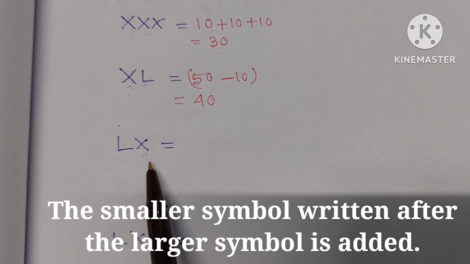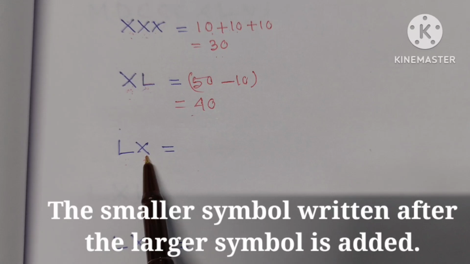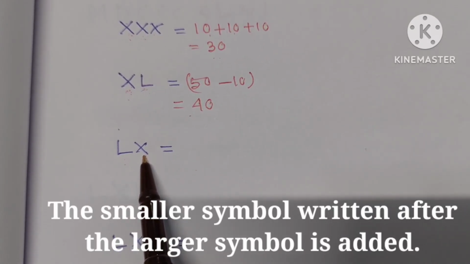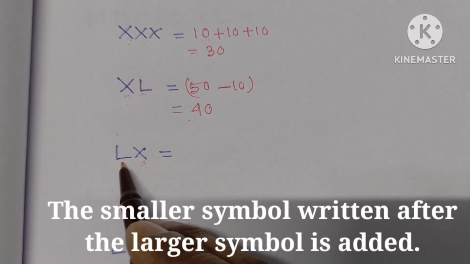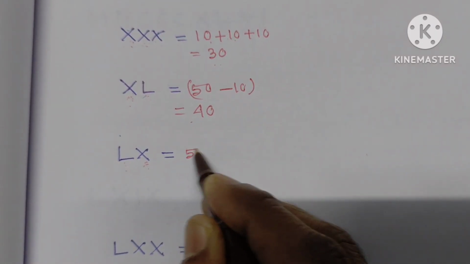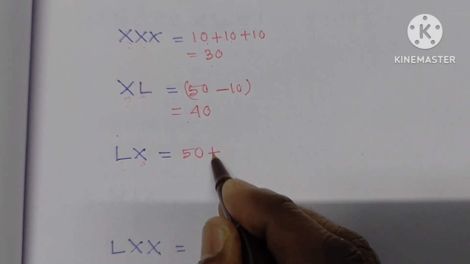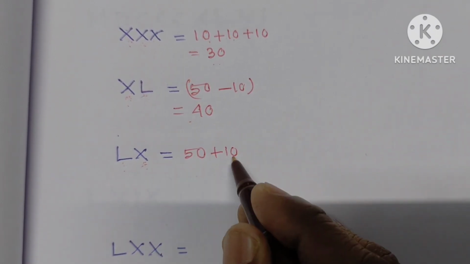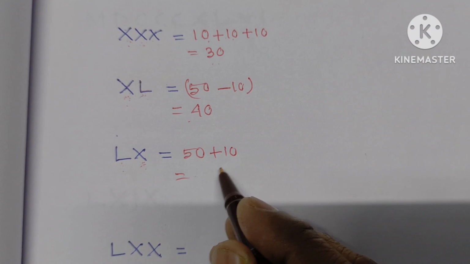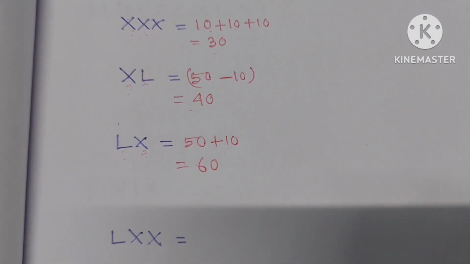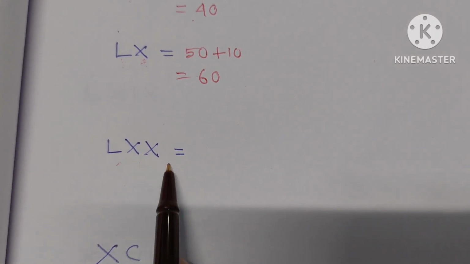The smaller symbol written after the larger symbol is added. So we know that L represents 50. We have to add X, which represents 10. 50 plus 10 equals 60. Let's move to the next one, LXX.